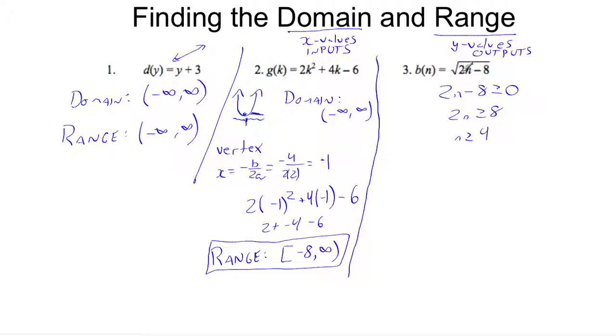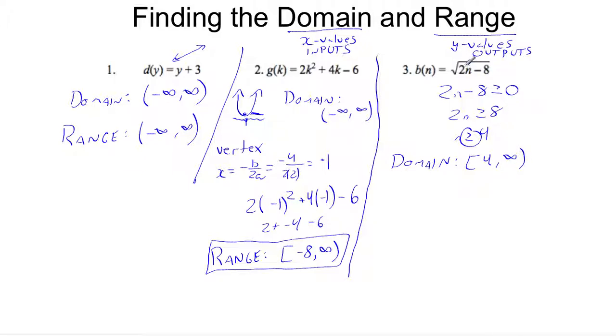However, if I plug in 3, I get the square root of negative 2. That doesn't exist. I can't have that in my graph. So that's why the domain here, my input values, it's going to start with 4. And because I have this greater than or equal to, it's going to be 4, and anything greater than that.